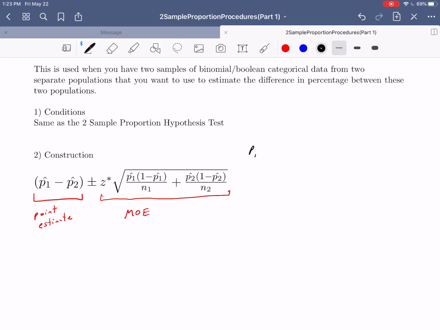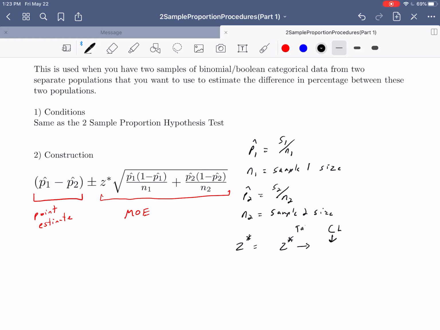Again, just as a little list here, P1 hat is S1 over N1. N1 is sample 1 size. P2 hat, as we mentioned, is the successes from sample 2 divided by sample 2 size. N2 is your sample 2 size. And finally, Z star, as we know, comes from intersecting your confidence level with the Z star row, and that occurs on table C.